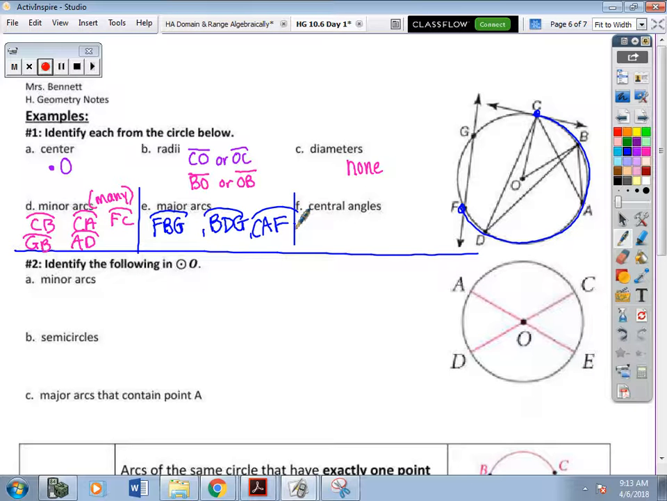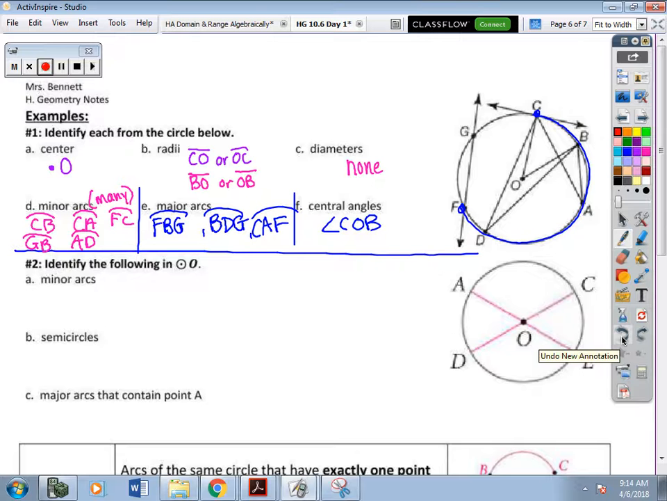Who can identify a central angle? Noah? Good. That's the only one. You could also call it VOC, but that's the only central angle. We'll learn later that these angles are called inscribed angles. They're not central.